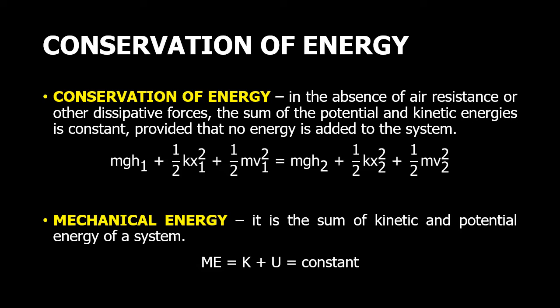So, the formula for that is mgh sub 1 plus 1/2 kx sub 1 squared plus 1/2 mv sub 1 squared is equal to mgh sub 2 plus 1/2 kx sub 2 squared plus 1/2 mv sub 2 squared. It's long, but that's important. Okay.